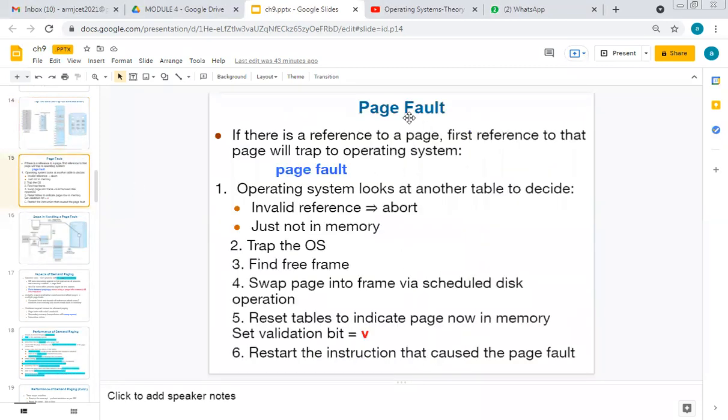But page fault means whatever page we need is right now not available in the physical memory. It may be available on the disk, the hard disk, or it may be available in the cloud. But the thing is, it is not available in the RAM.